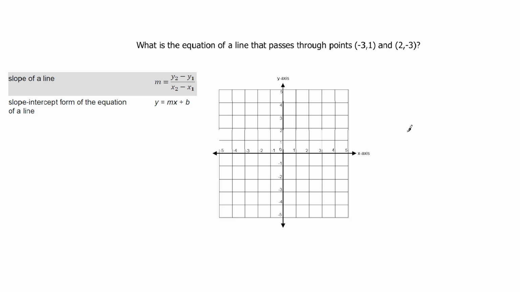What is the equation of a line that passes through points (-3, 1) and (2, -3)? For this one, they give you the location of 2 points that a line passes through, and you need to figure out what the equation is for that line.